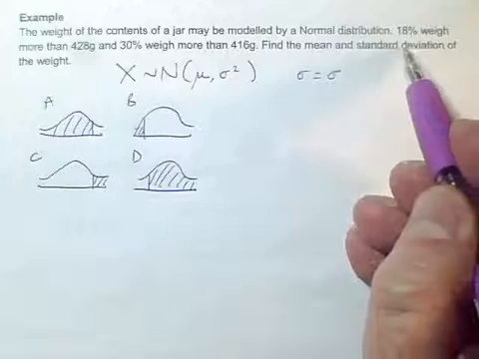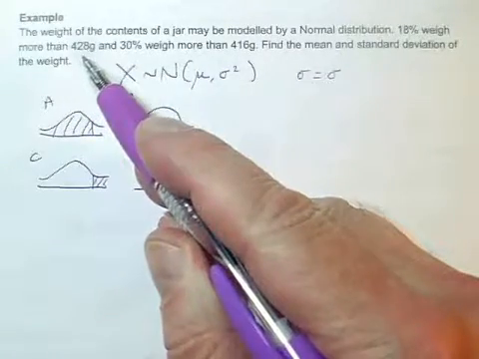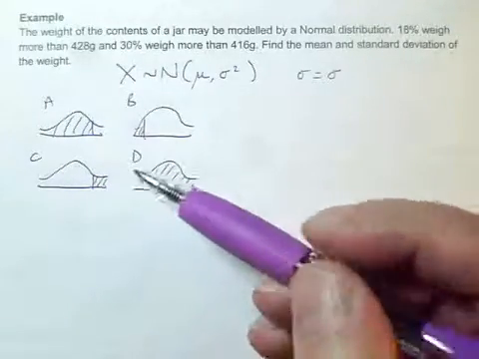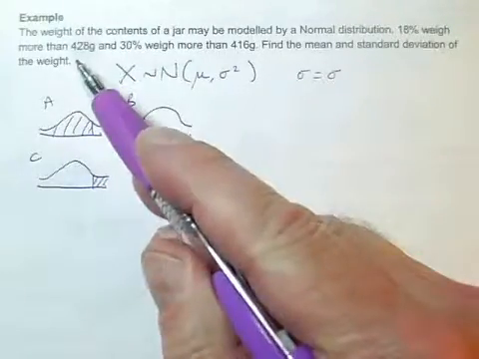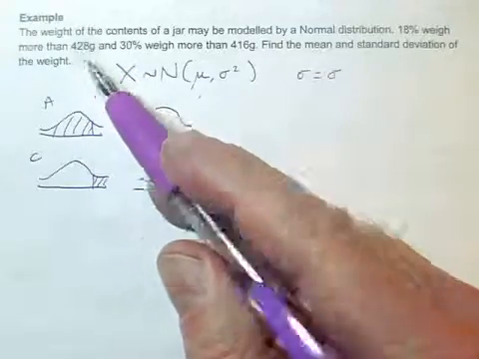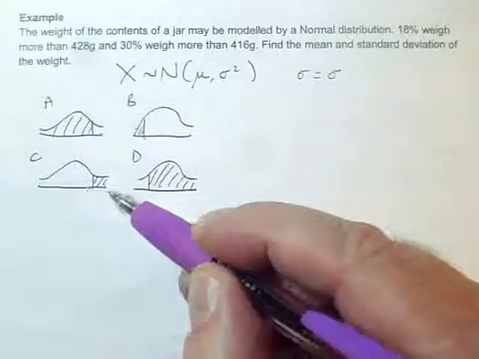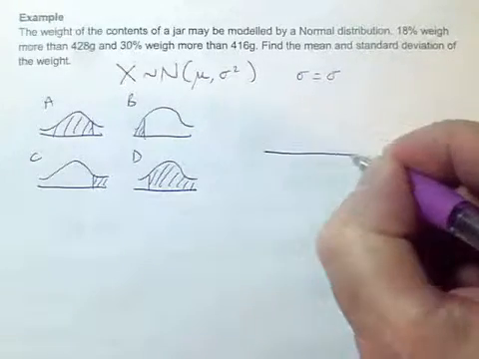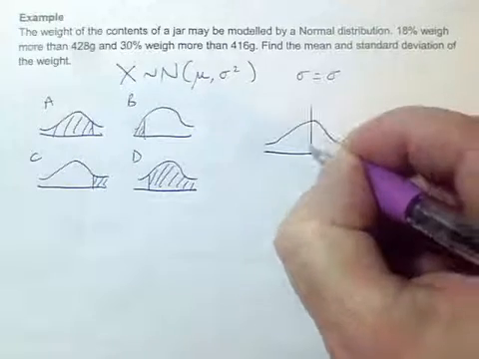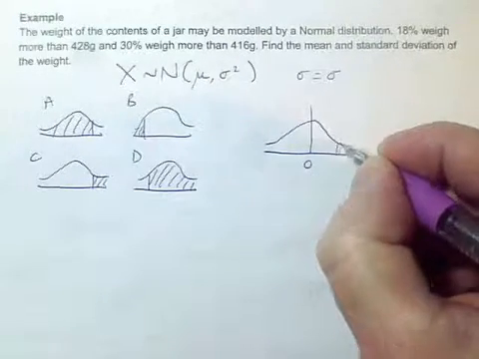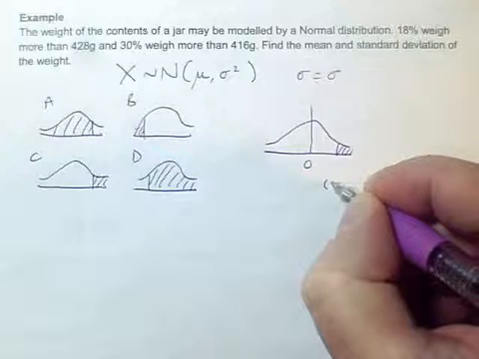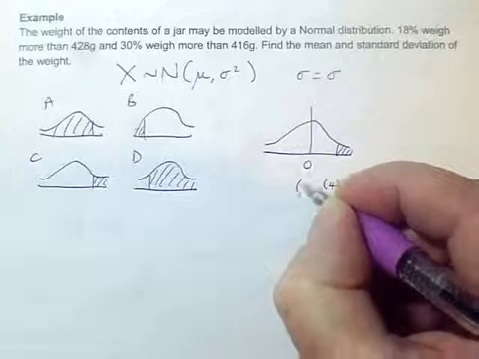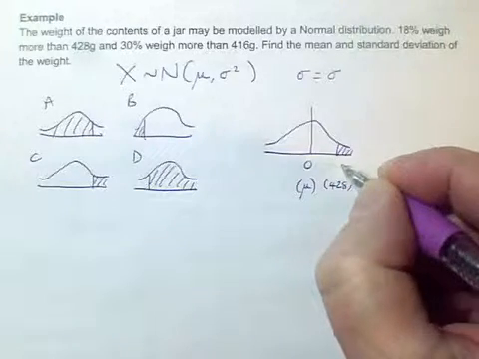So this one says 18% weigh more than 428 grams. So it's 18%, so it's not A or D. Okay, which one shows things weighing more than 428 grams? Not this one, that would be less than, so it's picture C for the first one. So for the 428 grams, I need to have this diagram. Z is 0 in the middle. It's like this, so this value of 428 is going to be more than the mean, whatever that is, and I'm going to be expecting a positive Z value.